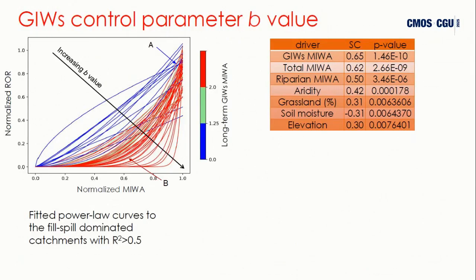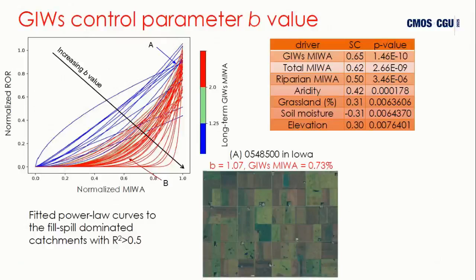Also, analysis of drivers of B value shows that geographically isolated wetlands inundation, long-term inundation, is the main driver of this B value. We can see the fitted curve for those inundated fill-spill dominated catchments with R square larger than 0.5. In this example, catchment A has a linear behavior, B equals 1.07, and its geographically isolated area is less than 1% of the catchment.